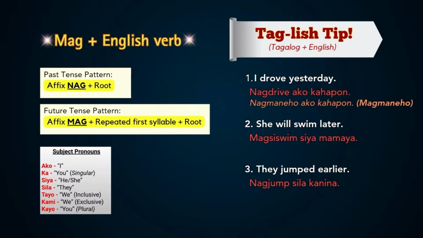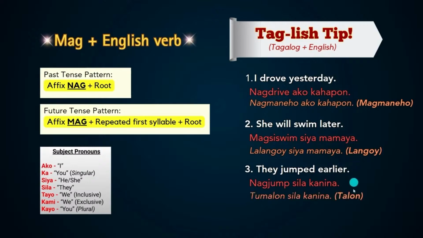For example, to drive in Tagalog is magmaneho. So this would actually be nagmaneho ako kahapon. I drove yesterday. Nagmaneho ako kahapon. To swim is langoy. So this would be lalangoy siya mamaya. Langoy is a verb. So lalangoy siya mamaya.